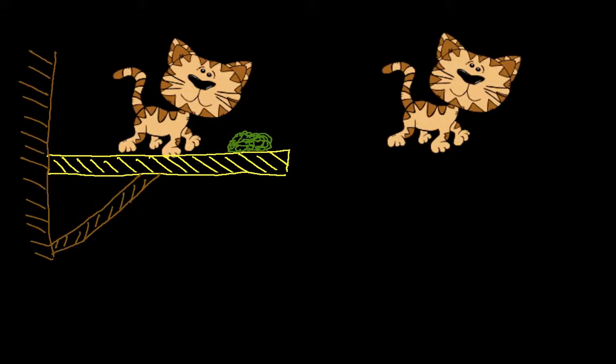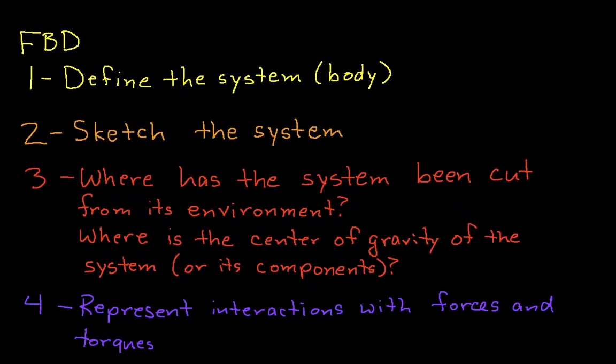Okay. We will not consider our system to include the catnip or the beam that the cat is walking on or the brace or the wall. Our system will be just the cat. Okay, so that's step number one. We've defined our system to be the cat. Let's see what step number two is.